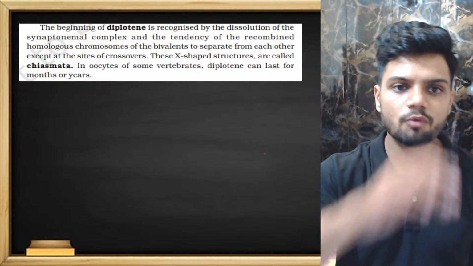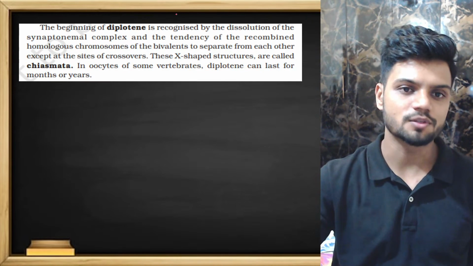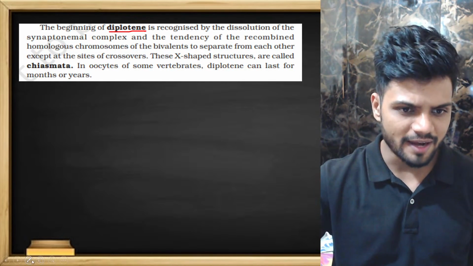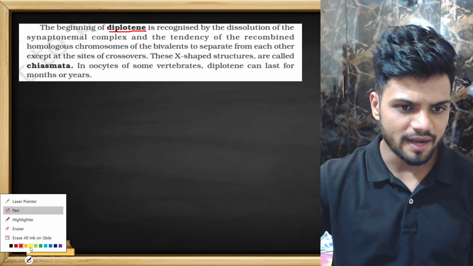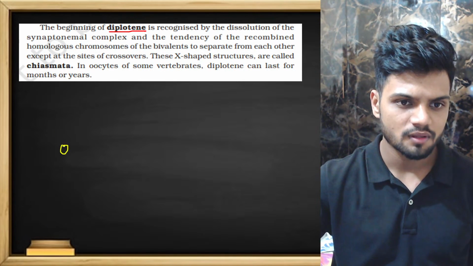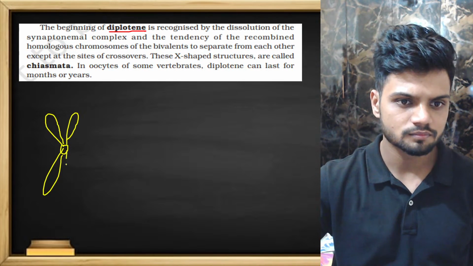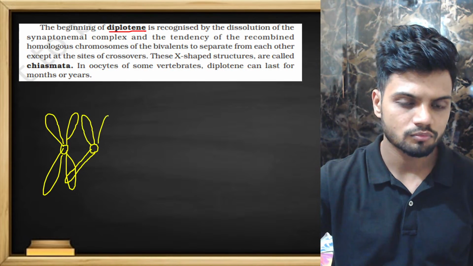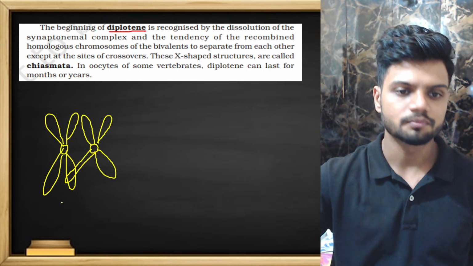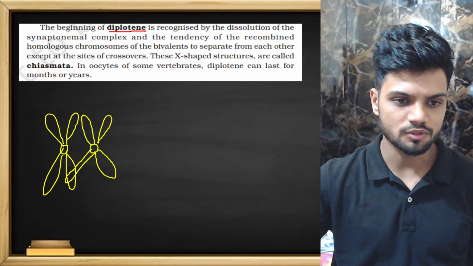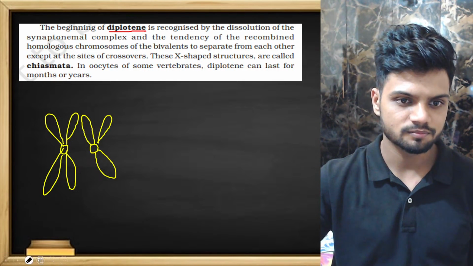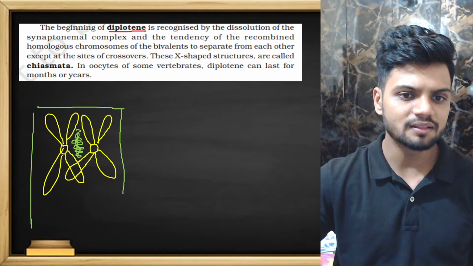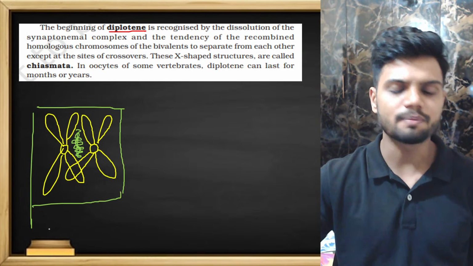Okay. Now, what is diplotene? What is diplotene, students? Now here, what did we have at the end of Pachytene? We have one chromosome here. Now we have one more chromosome. We have two chromosomes here. This is what we have at the end of Pachytene.